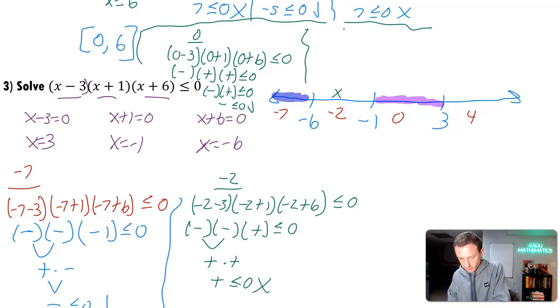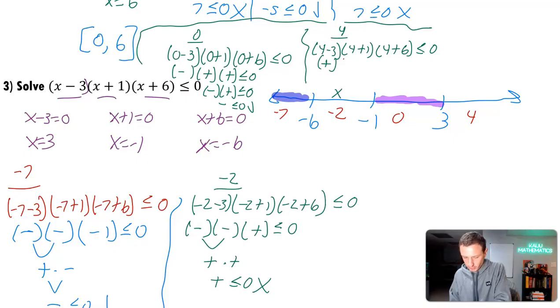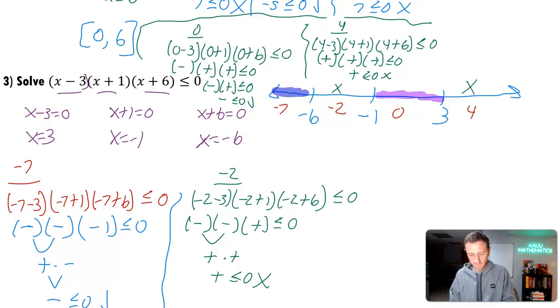And last region, testing out the number 4. So this would be 4 minus 3, 4 plus 1, and 4 plus 6. 4 minus 3, positive. 4 plus 1, positive. 4 plus 6, positive. Positives all around. So that's going to be a positive. Positive less than or equal to 0? Nope. That is false. So no solution there in that last region.